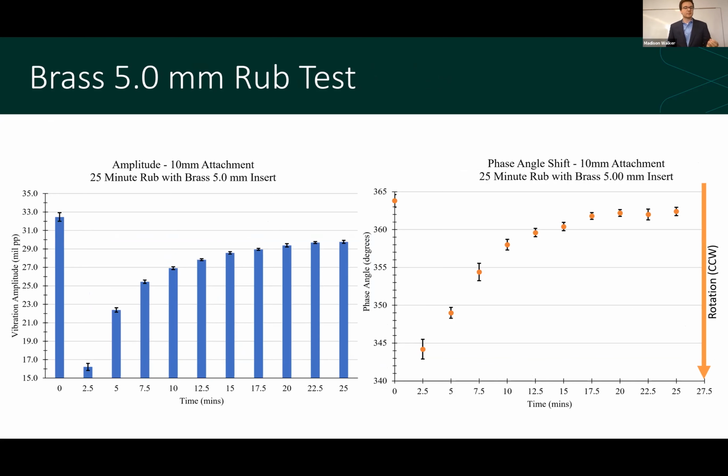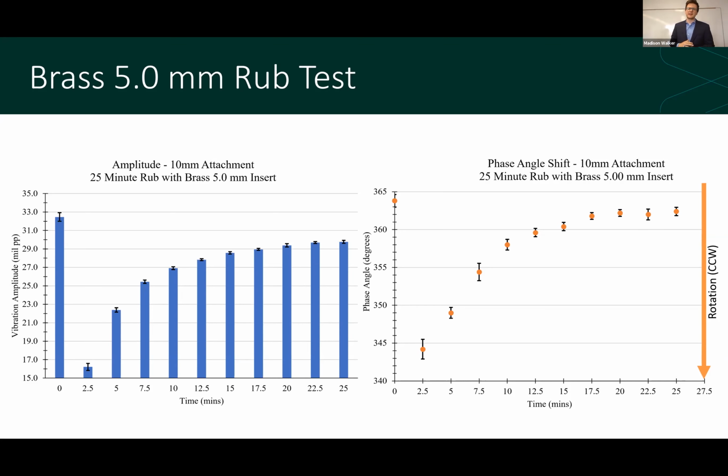At the beginning of our test, we were vibrating around 32 mils of amplitude, and immediately it dropped by almost half over the first 2.5 minutes. And over the course of the test, the amplitude continued to slowly increase and approach that original value, leveling off somewhere around 29 thousandths of an inch of vibration. The phase angle showed very similar behavior. We started at about 4 degrees phase angle, and that went in the direction of rotation by about 15 degrees and rose up back towards the initial position.